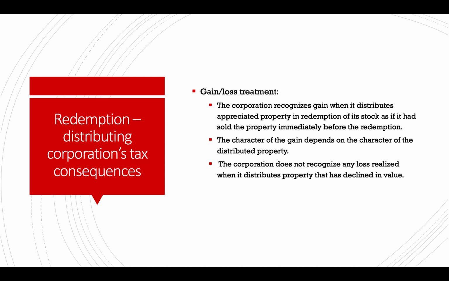Okay, now let's look at the distributing corporation's tax consequences in a redemption. The corporation will recognize gain when it distributes appreciated property in redemption of its stock, as if it had sold the property immediately before the redemption. And this is whether or not it's treated as a dividend or a sale. The character of the gain depends on the character of the distributed property, and the corporation does not recognize any loss realized when it distributes property that has declined in value.